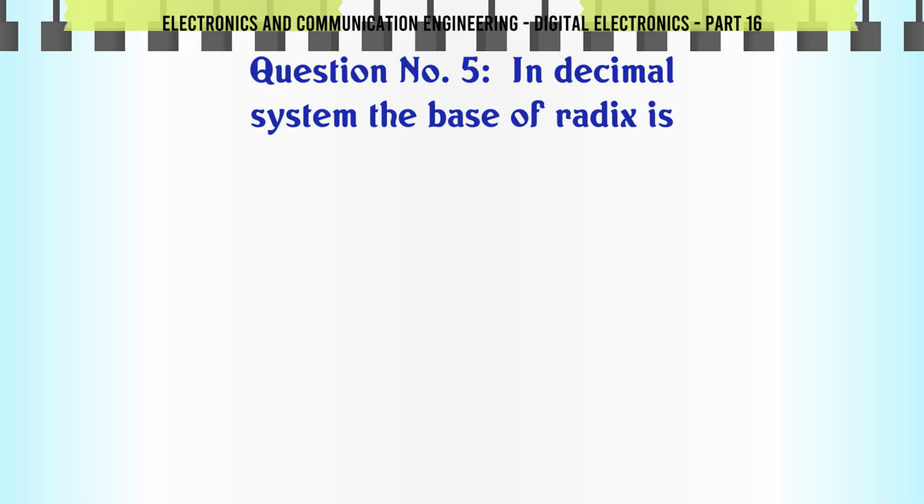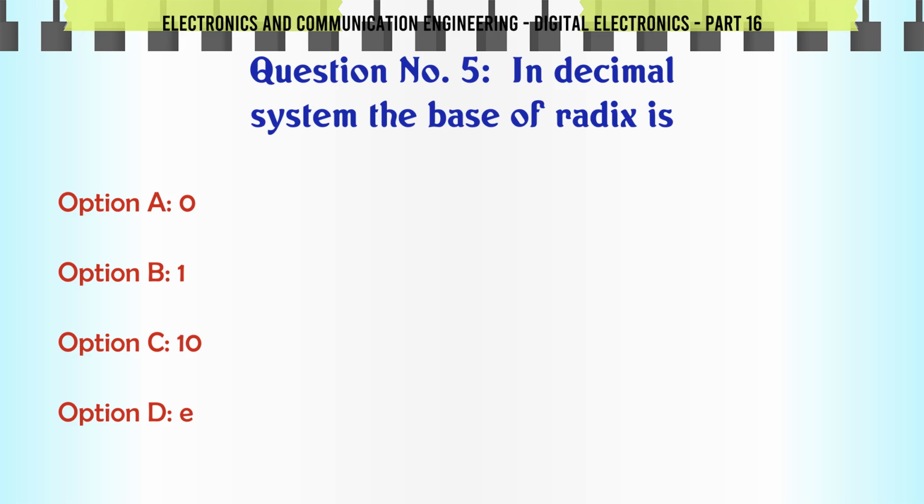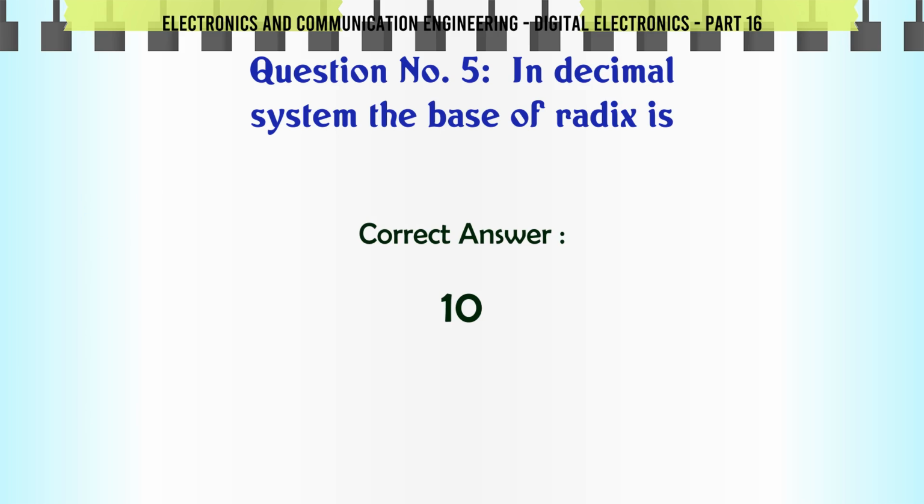In the decimal system, the base or radix is: A. 0, B. 1, C. 10, D. E. The correct answer is 10.